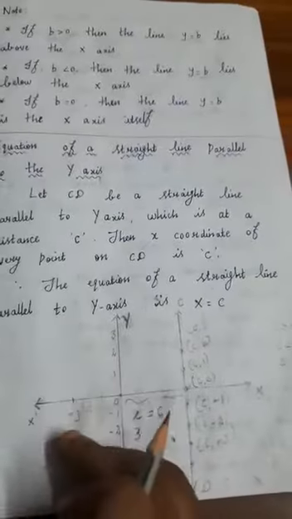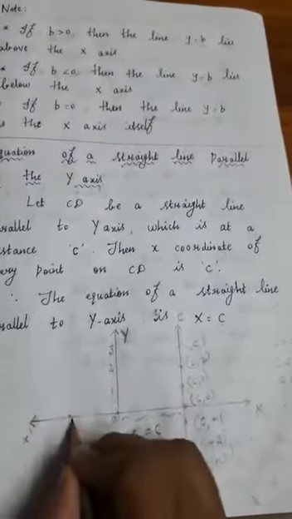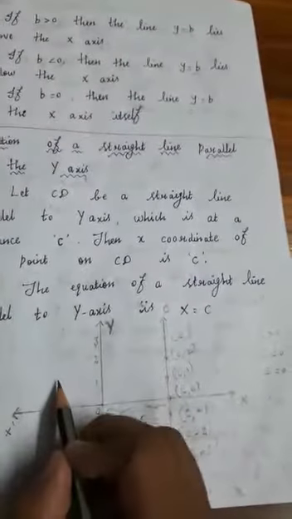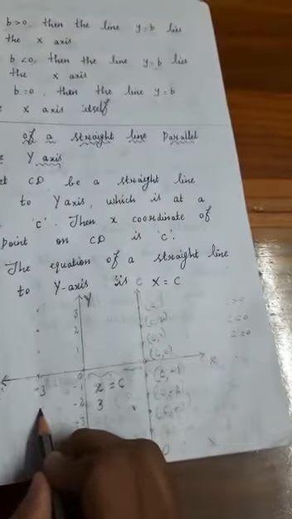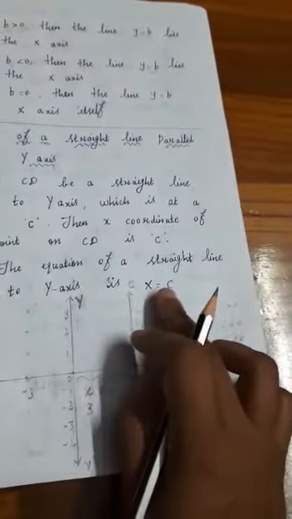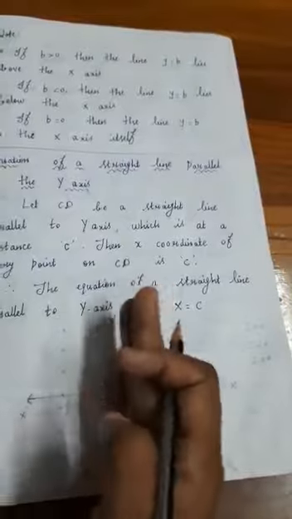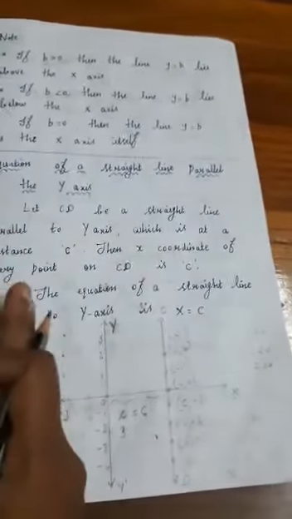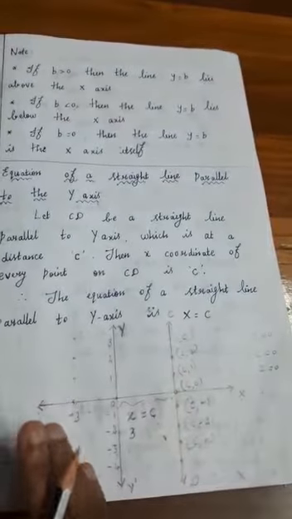How will you plot these points? You know that every point has x coordinate minus 3. Minus 3 comma 0. Next, minus 3 comma 1, this point. Next, minus 3 comma 2. Next, minus 3 comma 3. And here, minus 3 comma minus 1, minus 3 comma minus 2, like that. So if the x coordinate of every point is a negative number, the points lie on the left side of the y-axis line only.